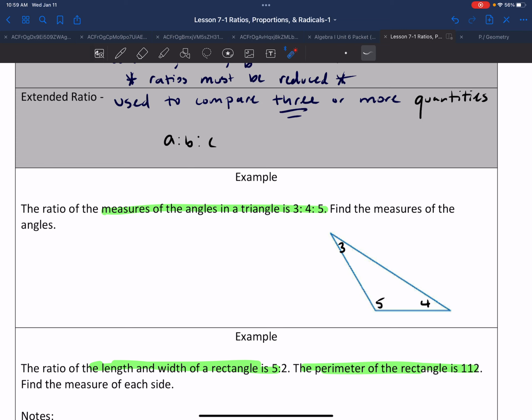The ratio of the measures of the angles in a triangle is 3 to 4 to 5. So what do I have to put next to these numbers? Well, I got to put x. So x here, and x here. What do you think I'm going to do now? That's right. I got to go ahead and add all these terms up, and set it equal to 180.